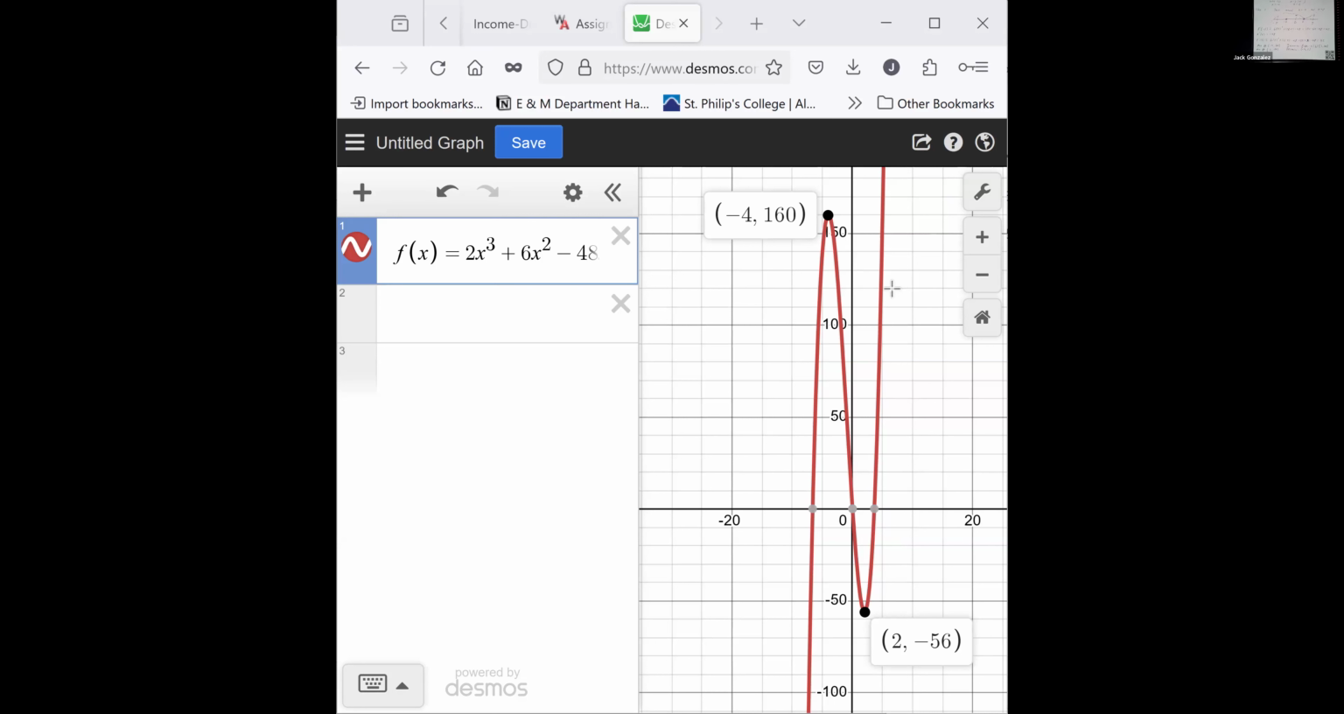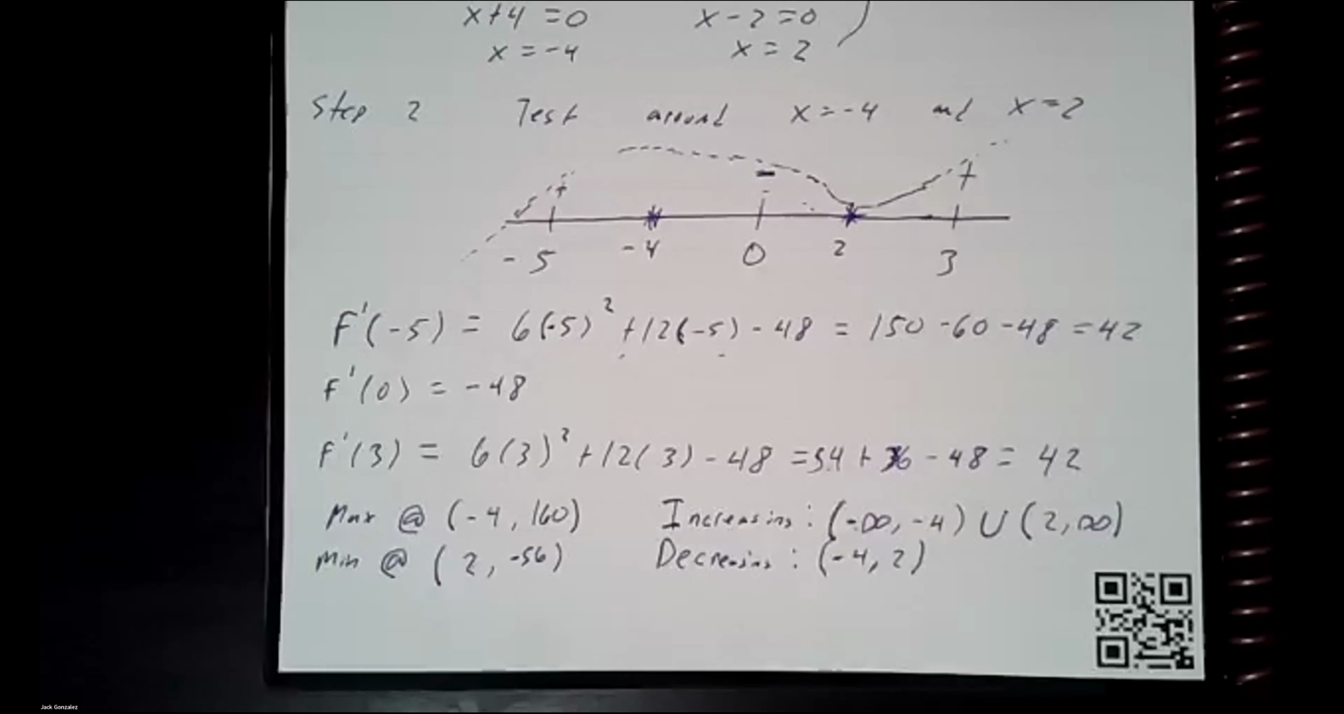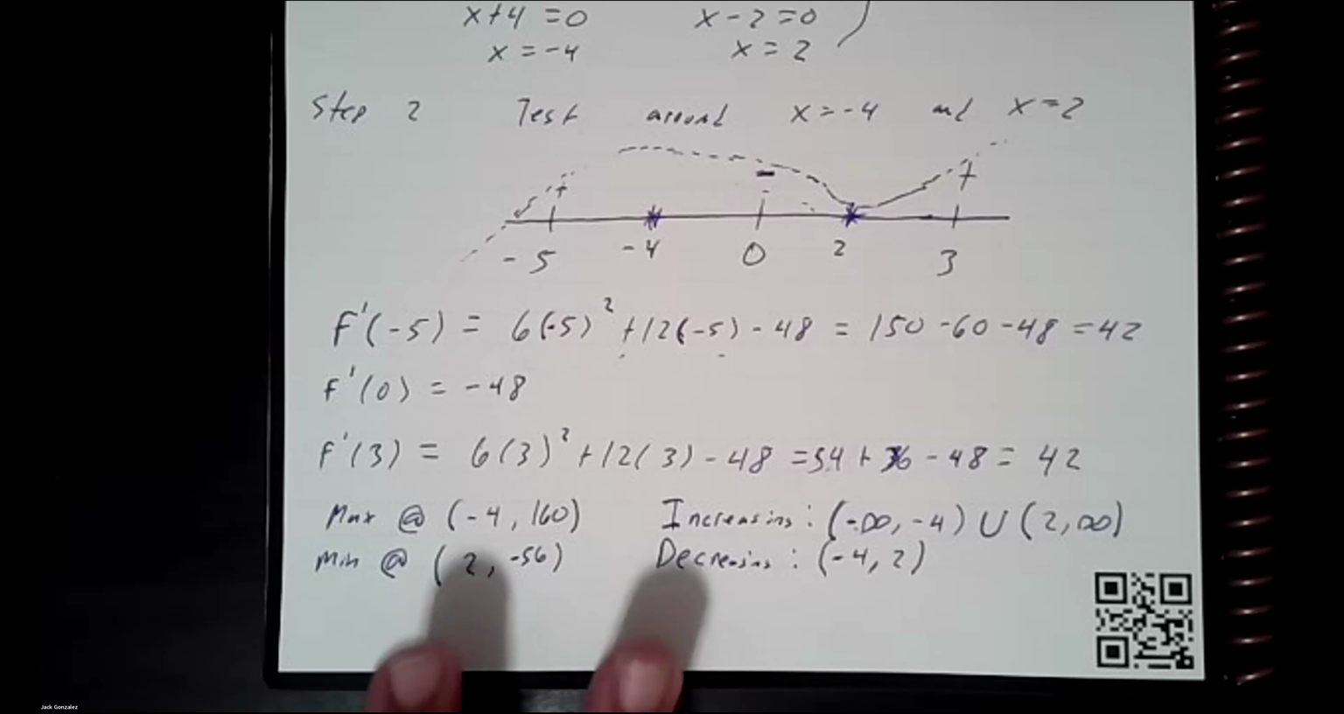So do you see how we can use the first derivative test to find the local max and mins, or relative max and mins? And then with that information, you can kind of figure out where you're increasing and decreasing. Does this make sense?